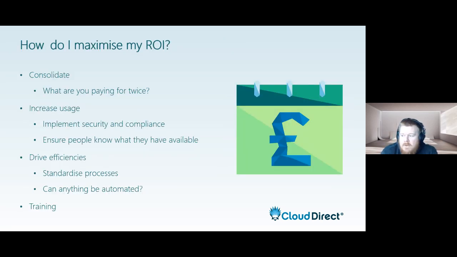So looking at how do we maximize that return on investment. We're looking at consolidating those licenses. I mentioned it on the previous slide. Is there functionality that you're paying for twice? Are there things that we can do better? We want to maximize usage of that license type. So making sure that people know what they have available, making sure they know how to use those tools, and making sure that from a corporate level, we're encouraging the usage of those tools is really important to maximize that usage across the estate.